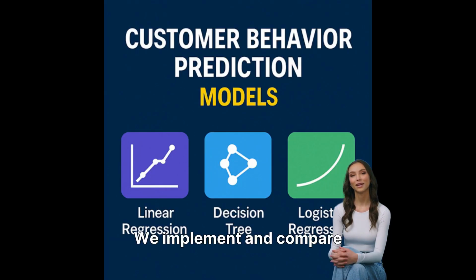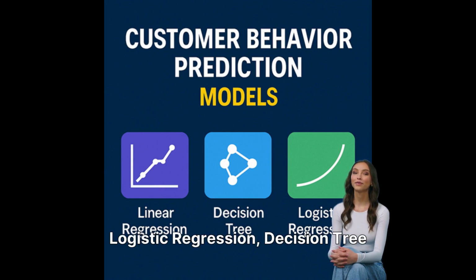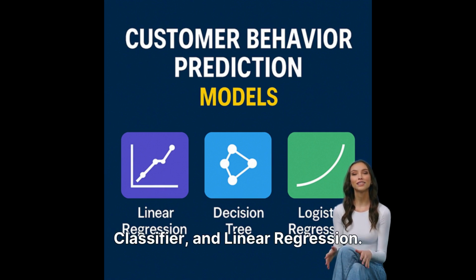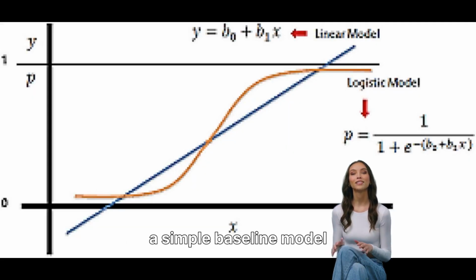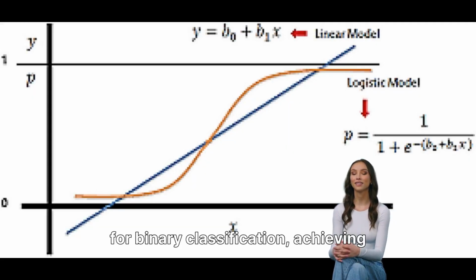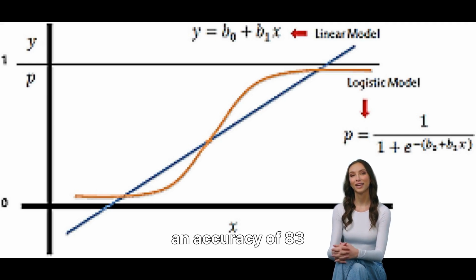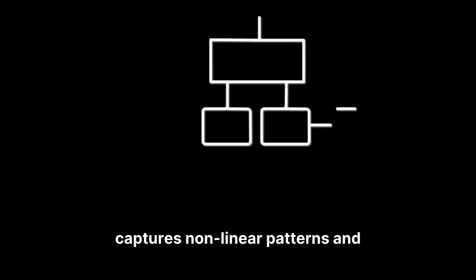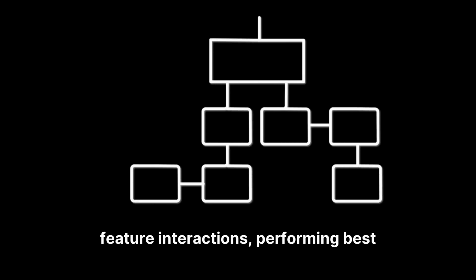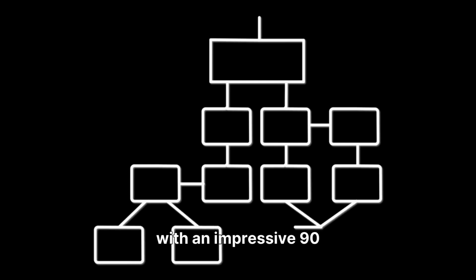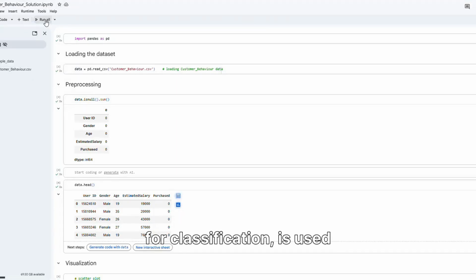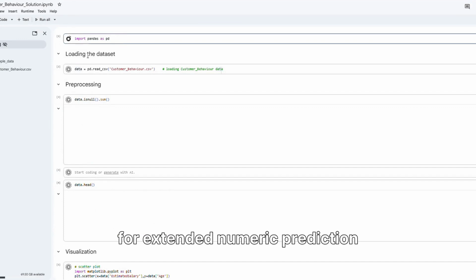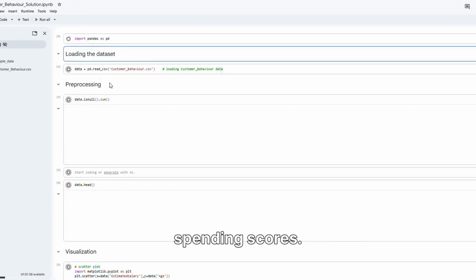We implement and compare 3 machine learning models: logistic regression, decision tree classifier, and linear regression. Logistic regression serves as a simple baseline model for binary classification, achieving an accuracy of 83% on the test set. The decision tree classifier captures nonlinear patterns and feature interactions, performing best with an impressive 90% accuracy. Linear regression, while weaker for classification, is used for extended numeric prediction tasks, such as estimating spending scores.